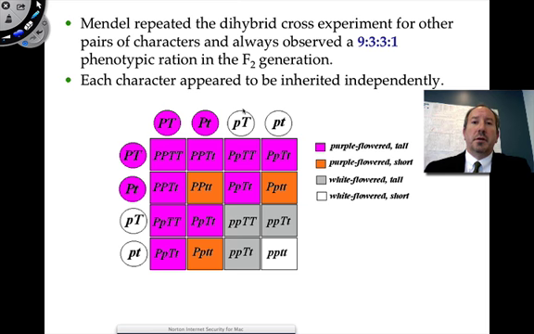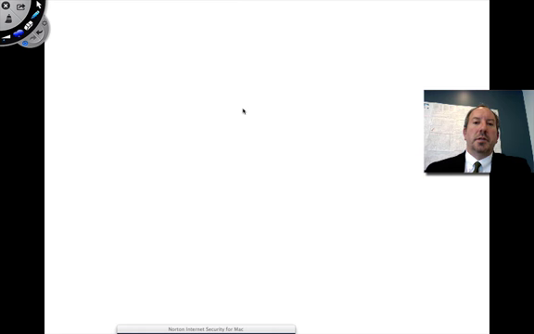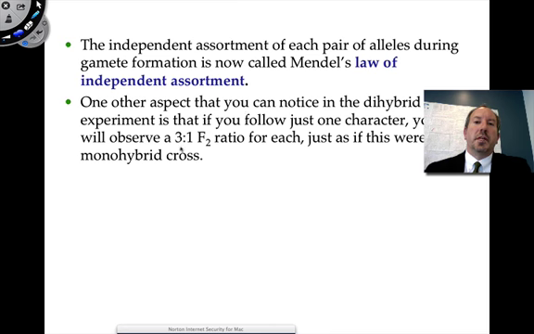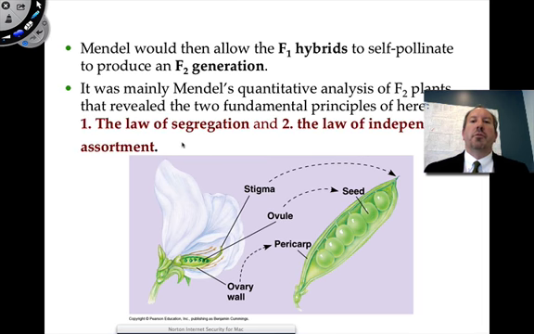This is true when the genes are on separate homologous pairs, because when they're on separate homologous pairs, they assort during meiosis this way. But if the genes are on the same chromosome, this is not what you get. It's called linkage, and here's another example of it. In general, Mendel called this his law of independent assortment, and he was able to detect this. And so he came forth with these 2 basic principles.